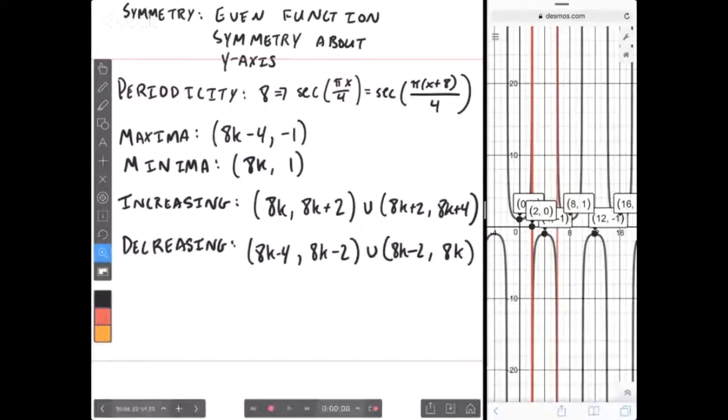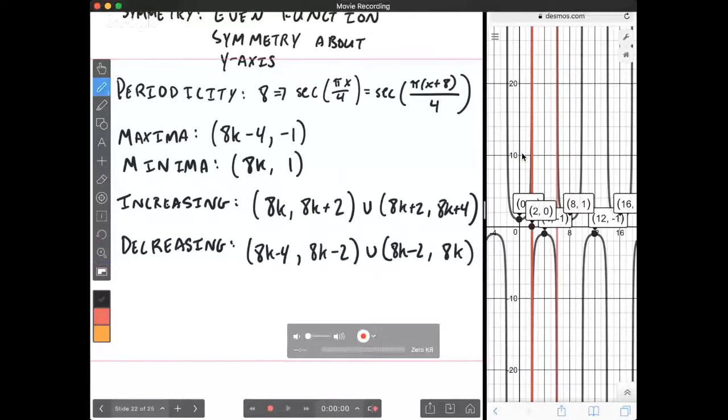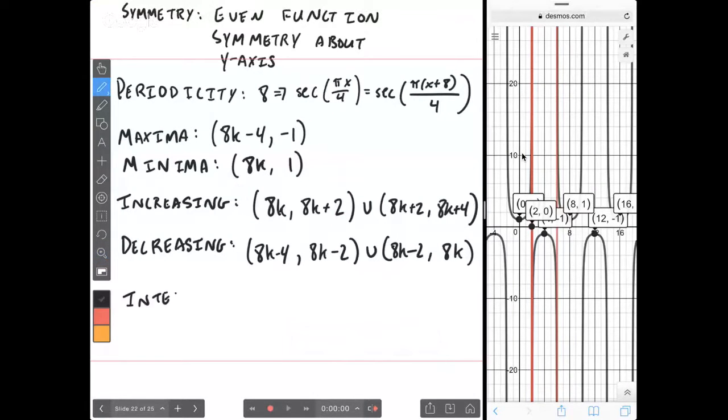Let's see. We did maxima. We can do intercepts. And asymptotes we already figured out.